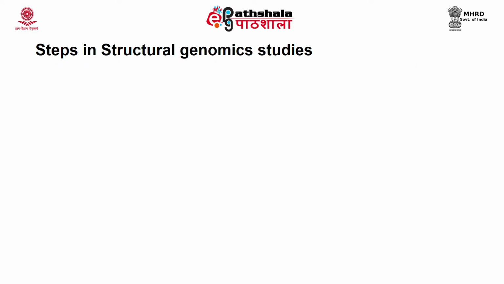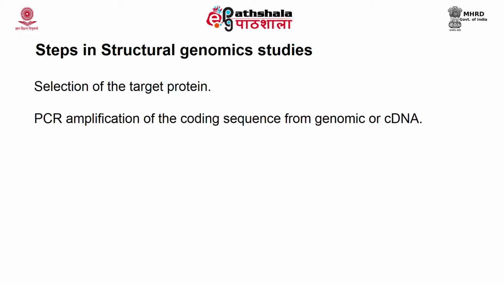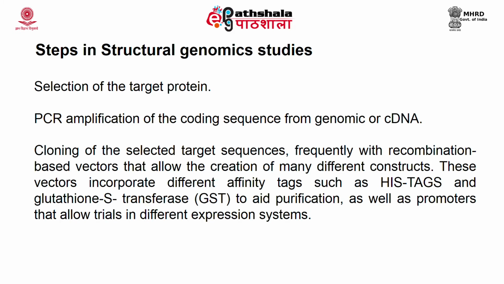Now, coming to steps in structural genomics study, the process of structural genomics includes first the selection of the target protein, followed by PCR amplification of the coding sequence from genomic or cDNA, cloning of the selected target sequences frequently combined with recombinant base vectors that will allow the creation of many different constructs. This vector will incorporate different affinity tags such as His tags and glutathione S-transferase to aid in the process of purification, as well as promoters that will allow trials in different expression systems.